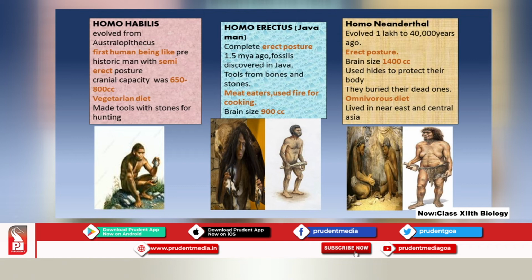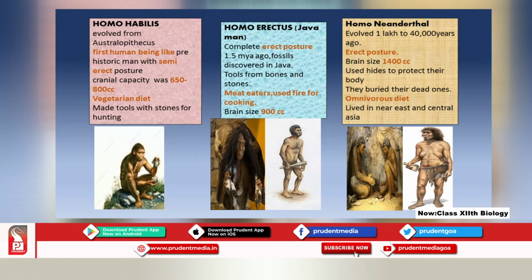Then came Homo neanderthalensis, or simply Neanderthal men. Why is it called so? The fossils were found in Neander Valley, that is why it is called Homo neanderthalensis. Evolved 1 lakh to 40,000 years ago. See the features. Erect posture, already there in erectus, so they also had erect posture. Brain size was quite large, so they must have been very intelligent.